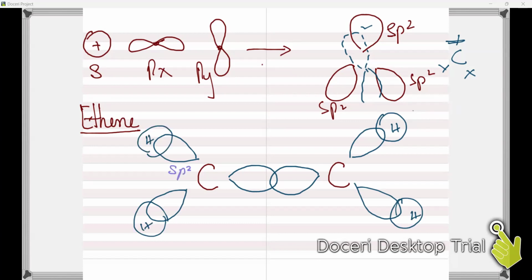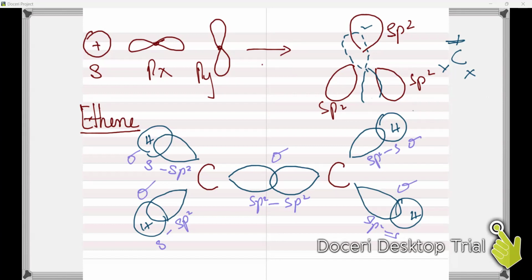ये था sp2. sp2 के साथ आगे कौन अटैच हो गया? s. Here it was sp2 and it is s. sp2 and s, and this was sp2. This was also sp2 hybridized orbital. Till now, यहाँ पे कौन सी overlapping हुई है? Is it sigma or is it pi? Here, yes, it's sigma, sigma, sigma overlapping.